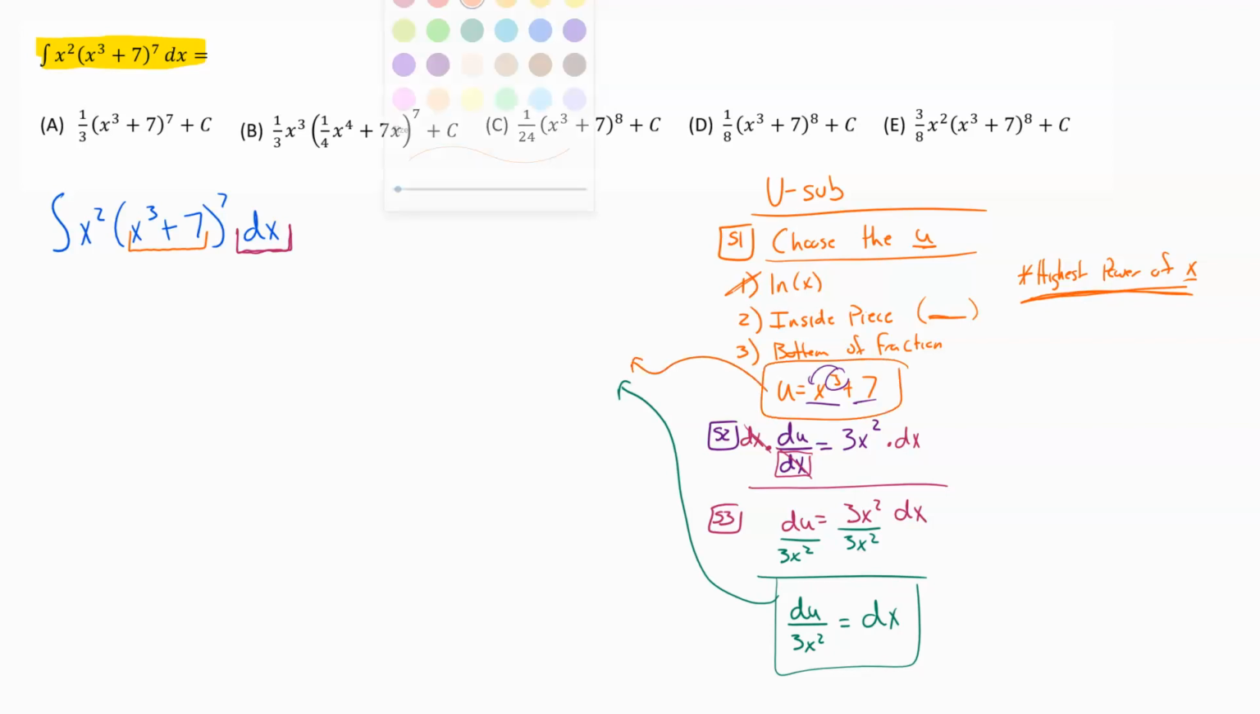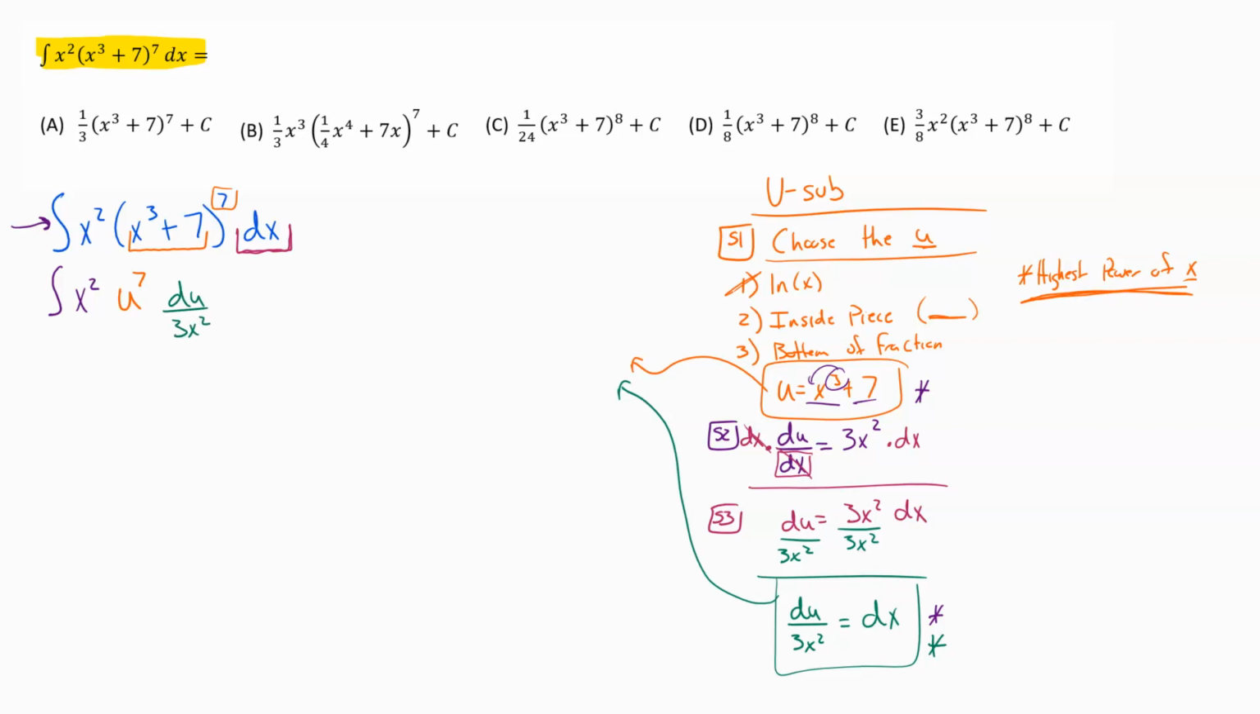So what I always tell people is you just want to work your way through this original integral left to right, and it's either one of the things you're going to substitute in or it gets left alone for the time being. So working our way left to right, nothing happens to that integral symbol. Nothing happens to that x squared. Now all that stuff inside the parentheses there becomes my u to the 7th. And then dx is now going to become du over 3x squared.